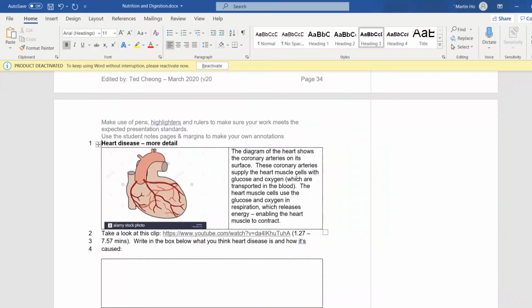The diagram of the heart shows the coronary arteries on the surface. These arteries supply the heart muscle itself with enough glucose and oxygen in order for it to operate. As we recall, glucose and oxygen are the two main molecules required to complete respiration, or the production of energy. The heart muscle uses the glucose and oxygen, which release energy and enable the heart to continue to contract and expand, pumping blood around the body.